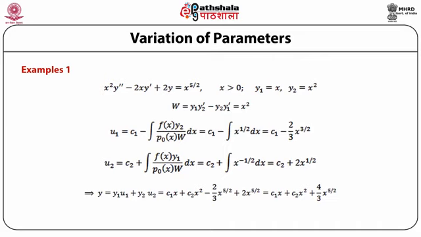Hence, the general solution y will be equal to y1 u1 plus y2 u2. So, substituting the values of u1 and u2, we get y is equal to c1 x plus c2 x square minus 2 by 3 x raised to power 5 by 2 plus 2 times x raised to power 5 by 2. This is further simplified to obtain y is equal to c1 x plus c2 x square plus 4 by 3 x raised to power 5 by 2.